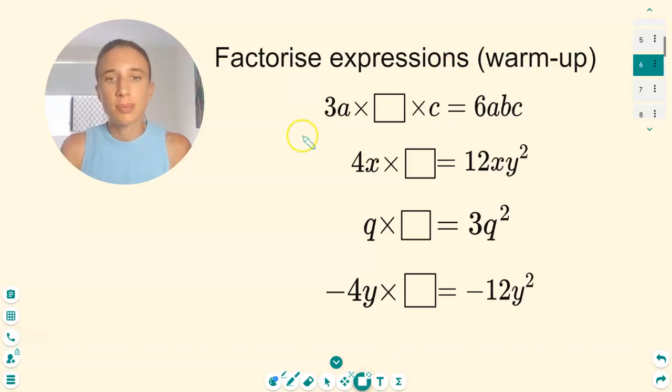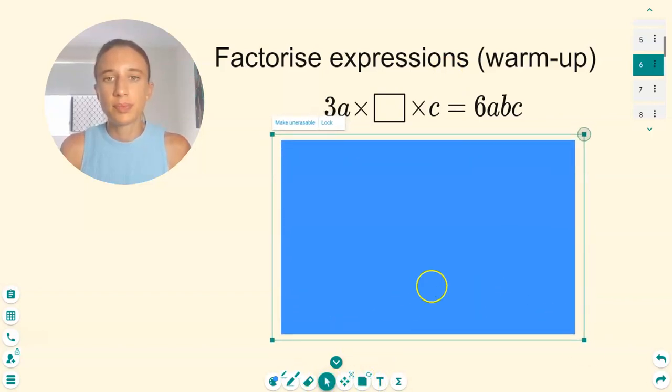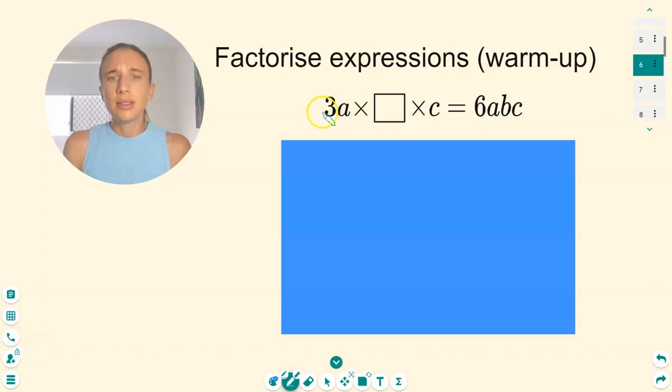On factorizing expressions, let's just put that down. Now, what we've got is some missing terms. So 3a times something times c gives me 6abc. What do you think that could be? Well, first I'm looking at my coefficients. So I'm thinking, 3 times what number would give me 6? Or in other words, 6 divided by 3. So there's 2 ways to look at it. And 6 divided by 3 is 2. So we know that 2 must go in there, and that works out.